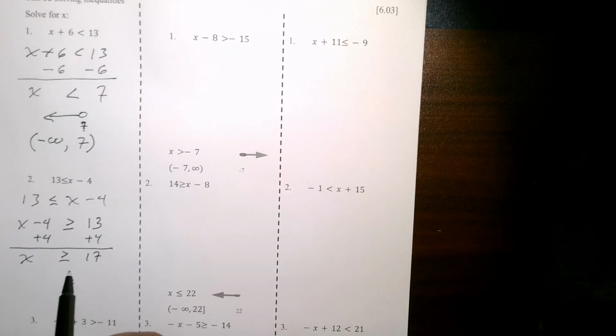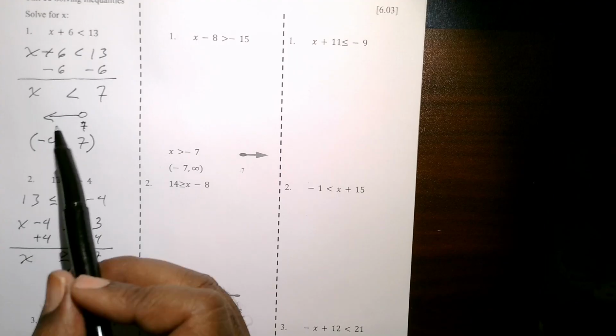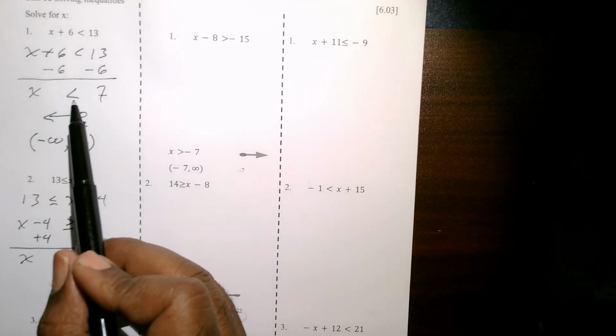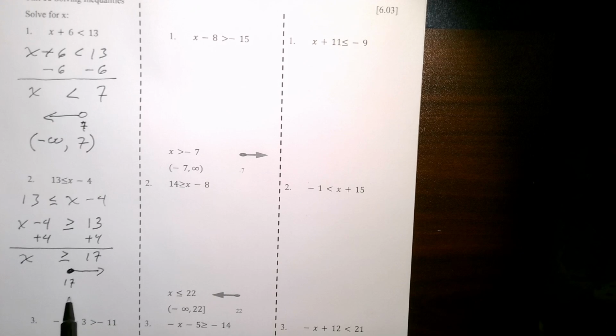Now the graph of this is at 17. It is a closed circle, because we can use 17 as an equal there. And since it's greater than, it goes to the right. And notice how the arrow here kind of looks like the inequality, so that could help. Okay, so there's a graph. Now, that means to the left, there's 17, and to the right, it keeps going on, so that's positive infinity. So that's left and right side.